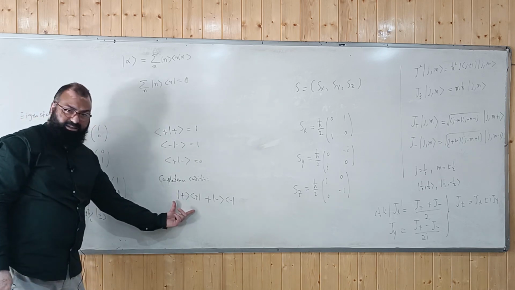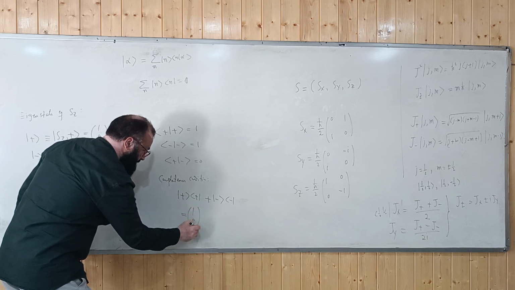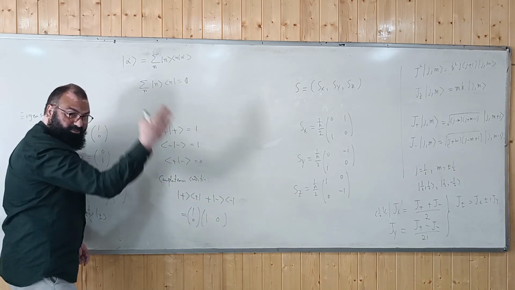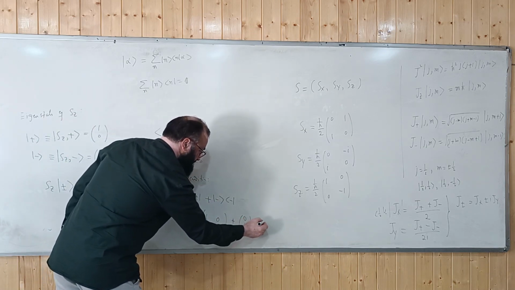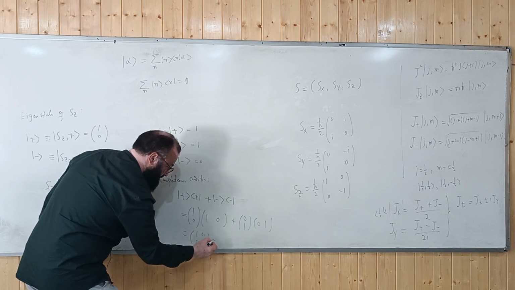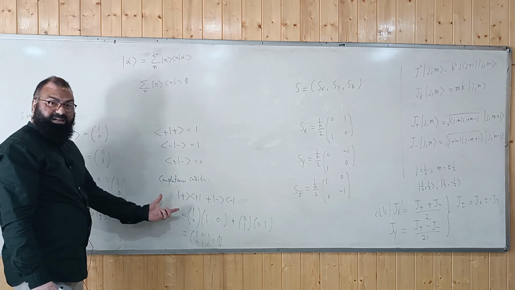Now let's check this thing. What is this object? Plus is (1, 0). It is a column vector, and this will be a row vector. Then you have (0, 1), and it is (0, 1). So if you calculate, what do you get? (1, 0; 0, 1). What is that? The identity matrix.